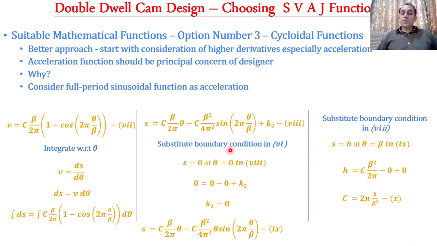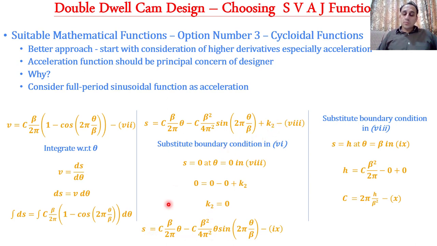So here we once again put a boundary condition, and that is: at the start of the rise function, what will be the value of displacement? That should be 0, because before that rise function we have a dwell. We have a low dwell. So at the low dwell, what should be the value of displacement? That should be equal to 0. It means when we put all of those values in this equation, we will get the value of k2, which is 0. So when we put k2 equal to 0 in this equation, we will get this displacement.